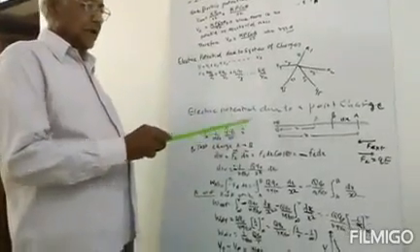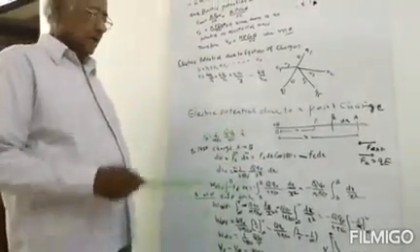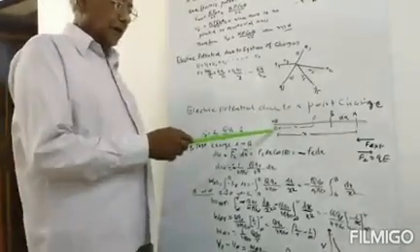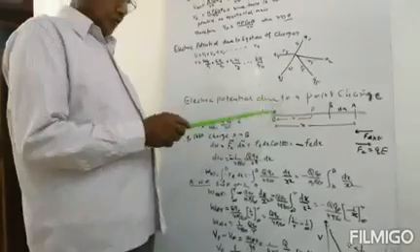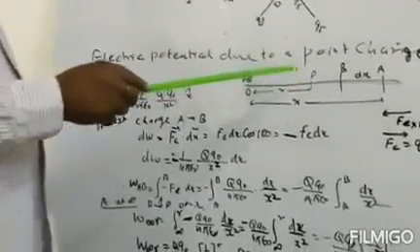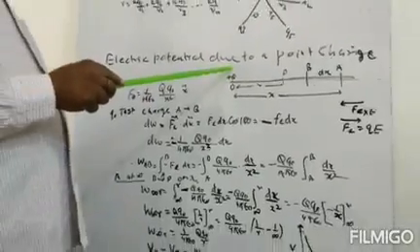Electrical potential due to a point charge. Now we have a point charge Q here and we want to find the potential at a point P which is at a distance R from Q.